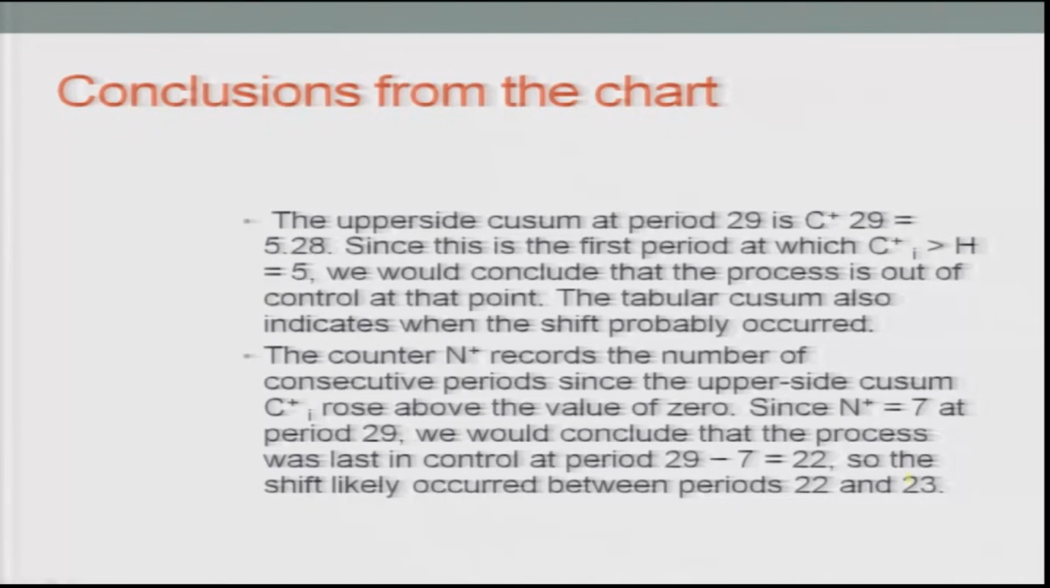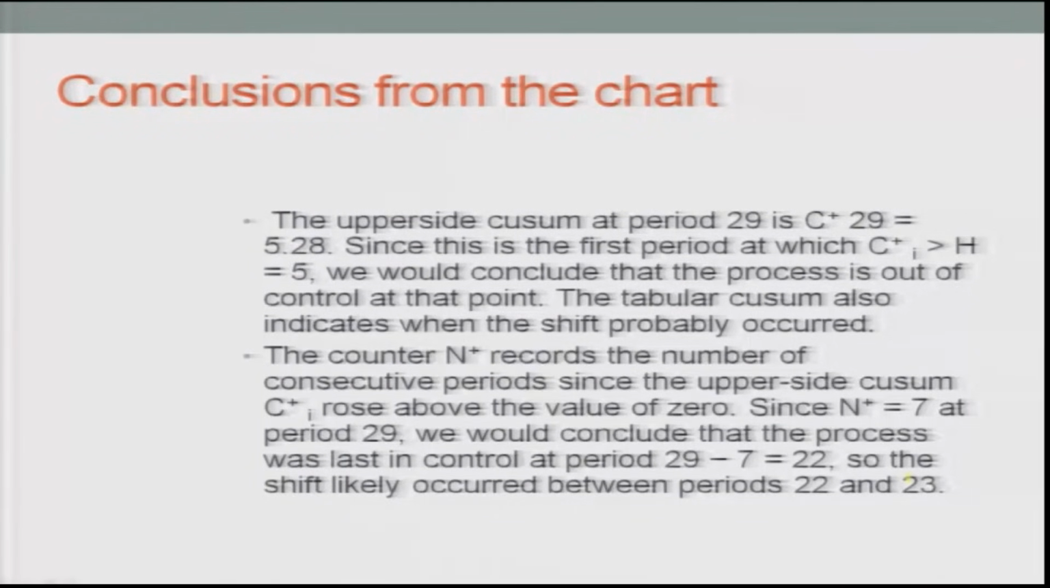The counter N plus records the number of consecutive periods in which the upper side CUSUM C plus i has been above the value of 0. So here N plus would be 7. So at period 29, we would conclude the process was last in control at a period of 29 minus 7, 22. If 7 times it was going plus, plus, plus, that means there is slowly a trend of shifting which is happening. In 29 readings it crossed the overall value of H.